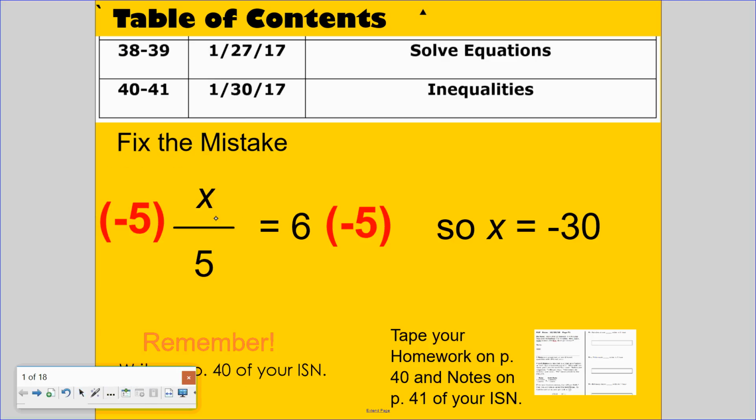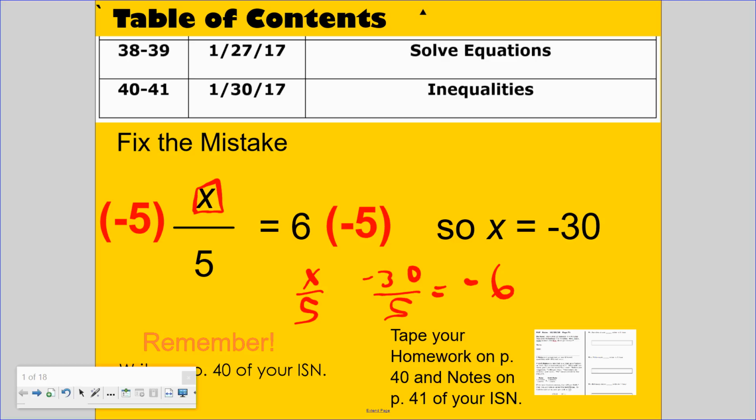So if I substitute the x with negative 30, divided by 5, that would be negative 6. So I know he did it completely wrong. I know why he did it wrong: he wants to isolate this variable x. In order to isolate the variable, you have to do the inverse operation.